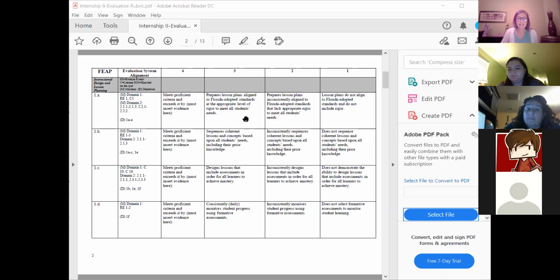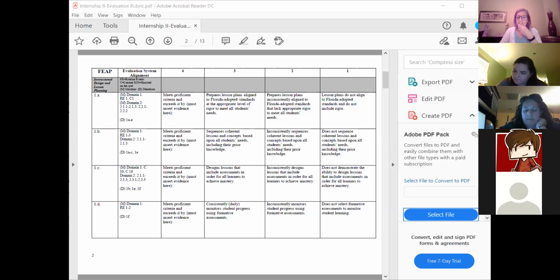So, this one, designs lessons that include assessments in order for all learners to achieve mastery. Great, every lesson needs to. So how are you going to get to be a 4? Well, you've designed the assessment. It's not one from iReady. Or you have a pre-test and an exit slip, and you're doing check-ins throughout the lesson. If I'm seeing multiple assessments going on, that might get you to a 4. But I have to be able to say in my observation notes or on my evaluation form what it is that makes you above and beyond in that category.